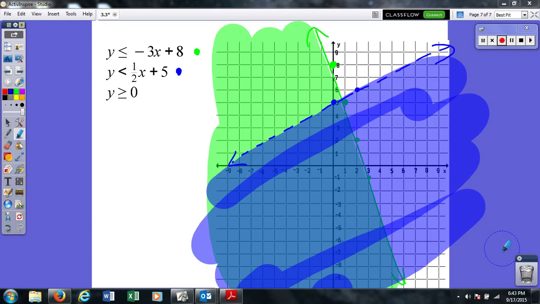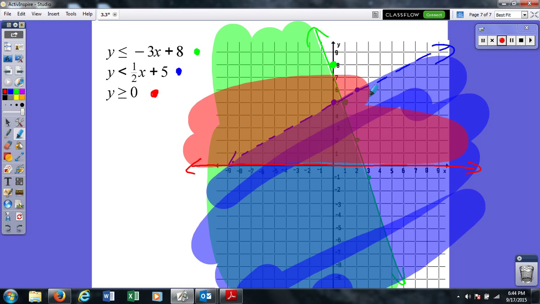But again, we have 3 inequalities here, so we've still got to satisfy the third one. This one says y is greater than or equal to 0. So we have the horizontal line y equals 0. That's going to be solid because it says y is greater than or equal to. And then what we're going to do is shade above. So we get all of this area above.